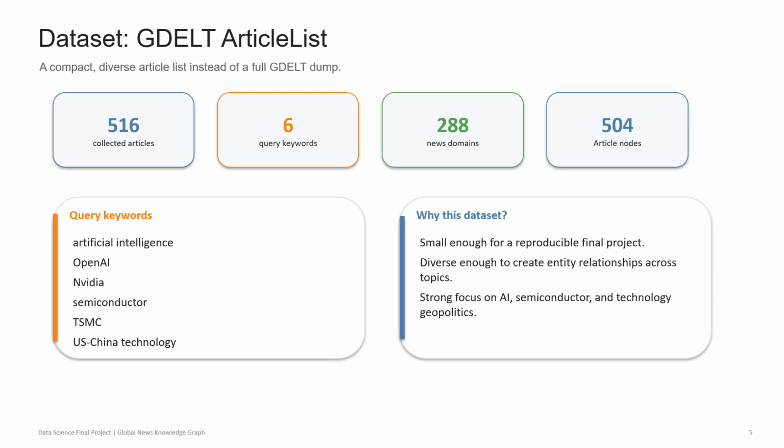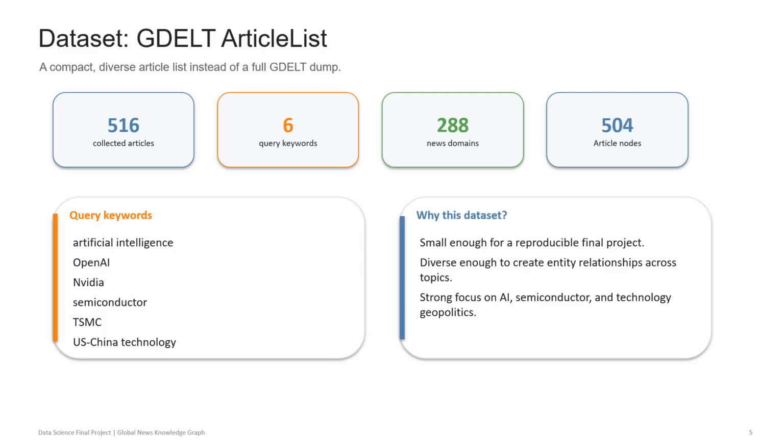For datasets, we use the GDELT article list. It is a global news data source. However, we didn't download the full dataset because it would be too large for this project. The keywords include artificial intelligence, OpenAI, NVIDIA, semiconductor, TSMC, and US-China technology.